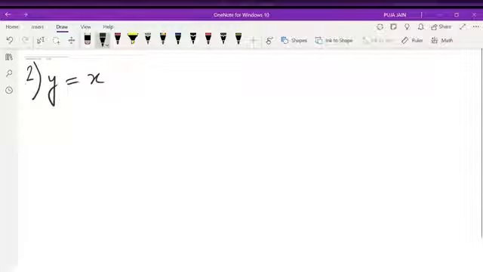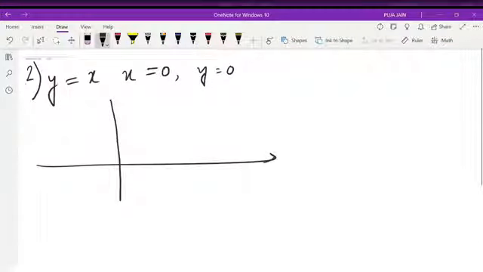Now for y equals x, you can see from this, when x is 0, y is equal to x, so y is 0, right? So it will pass through the origin. So the graph of this is a straight line passing through the origin.